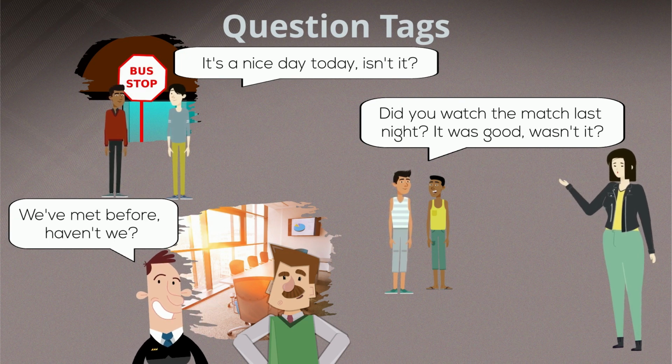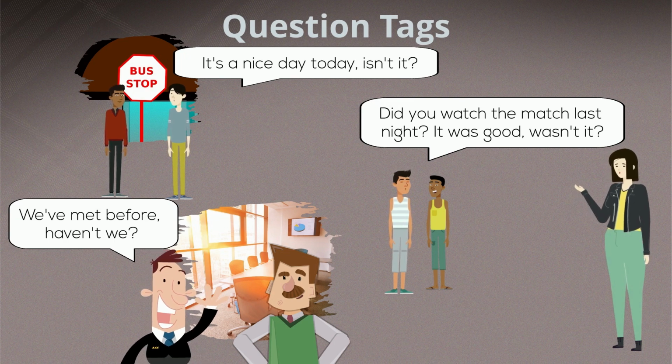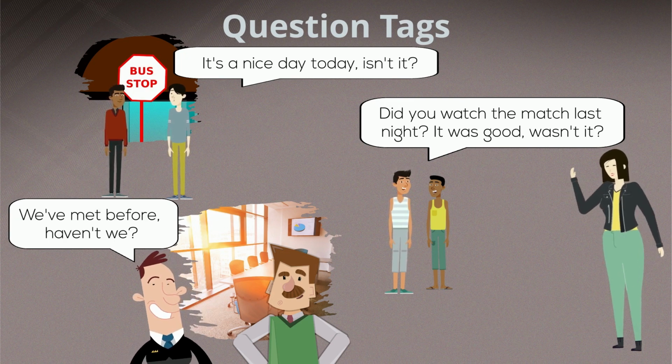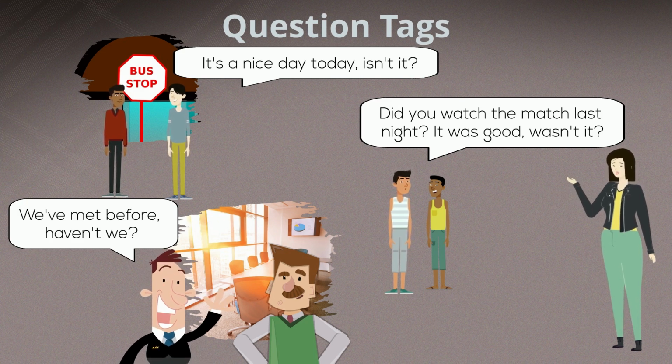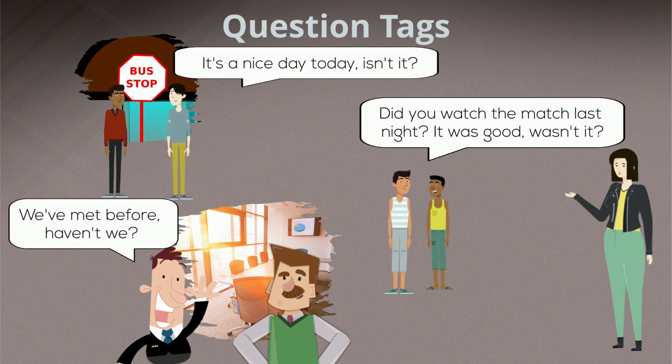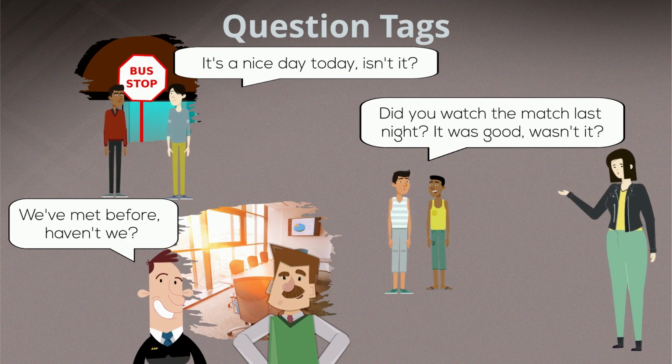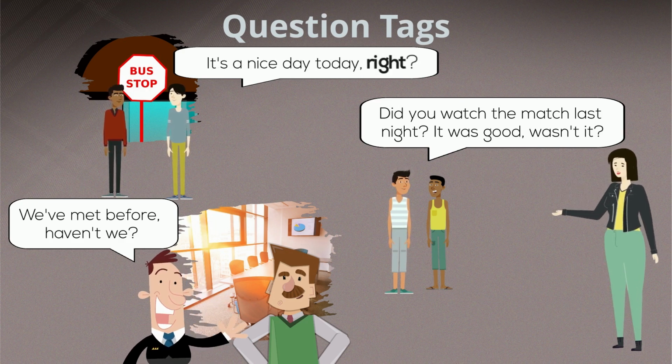It is very common to use more informal words as question tags. You will often hear words like, yeah, and right, used in place of a question tag. These serve the same function as a question tag. For example, in the same situations, we can say, it's a nice day today, right?